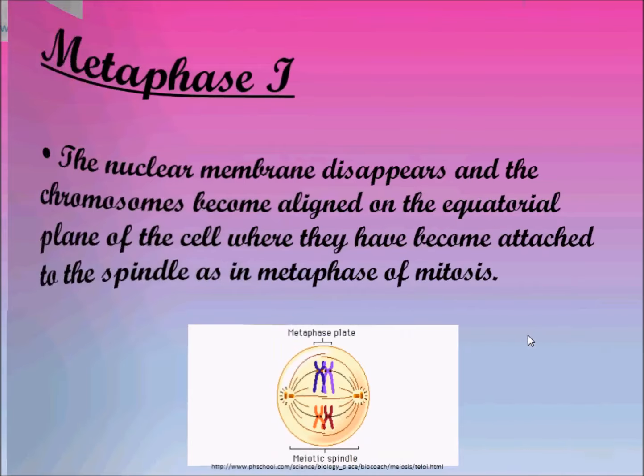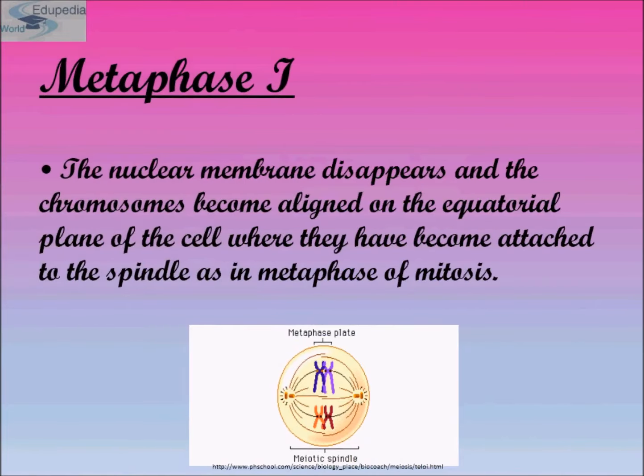And then comes metaphase 1. In this, the nuclear membrane disappears and the chromosomes become aligned on the equatorial plane of the cell, where they become attached to the spindle, as in metaphase of mitosis. As you can see, the chromosomes have become aligned to the equatorial plane of the cell, where they become attached to the spindle fibers. These are the spindle fibers.